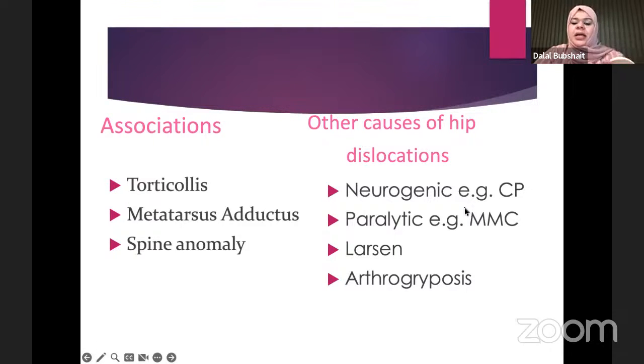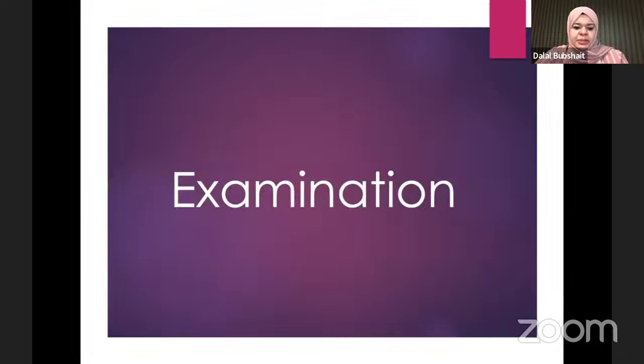This is a different pathway, different pathology, and different management. Paralytic kids, like meningomyelocele, Larsen syndrome, which is like multiple congenital dislocations. Pathology is different, management is different. And same with arthrogryposis, where they have fibrosis in the joints, and conservative treatment will usually not work and will need surgery by the age of 9 months. So different pathology would cause a different management plan.